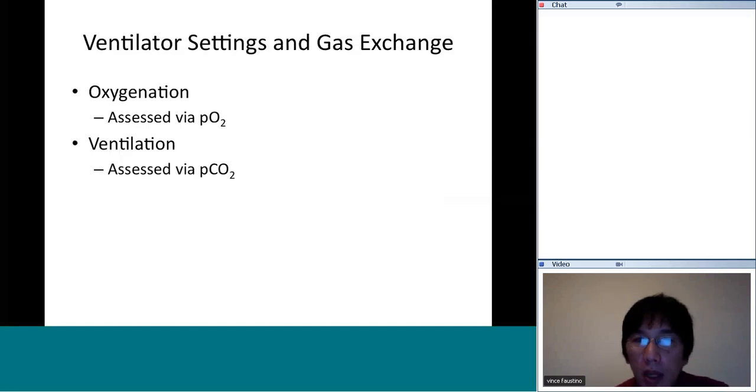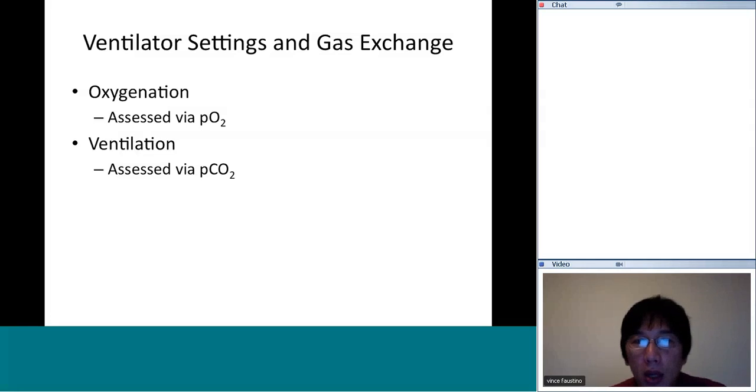So how do we play around with the ventilator? Anyone who's on a ventilator, we get gases every now and then. We look at two things. First is oxygenation, and second is ventilation. When you assess an arterial blood gas, you should assess both, and it's not just oxygenation or just ventilation, because the way you manage your ventilator will affect your oxygenation and your ventilation.